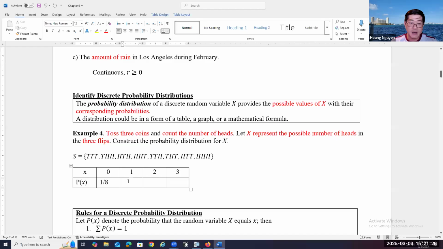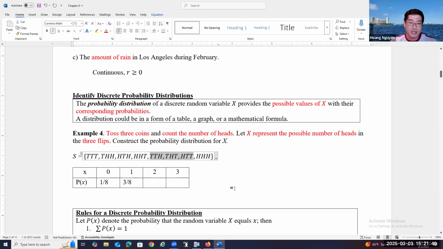Now, similar idea, what is the probability that you will have exactly 1 head? There are 3 possible outcomes that are going to give you exactly 1 head. So the probability will be 3/8.